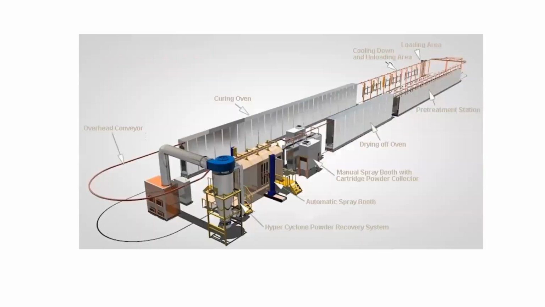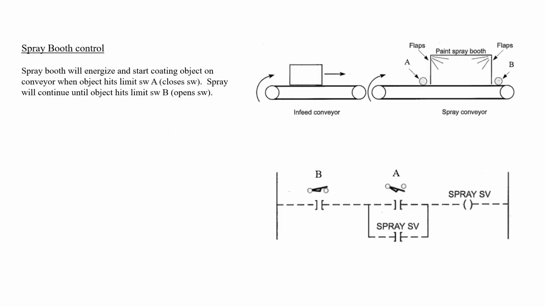Most spray booth applications will have a form of a conveyor system that will pass the object through the spraying booth to allow for even coverage of paint onto the object. In this installation, the spray booth will only energize or start spraying and start coating the object on the conveyor when the object hits the limit switch A. This will cause the limit switch to close. The spray will continue until the object hits limit switch B, causing that limit switch to open.